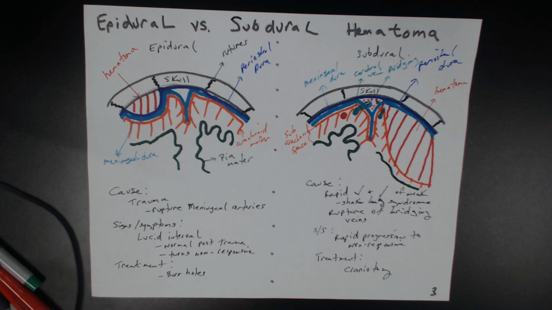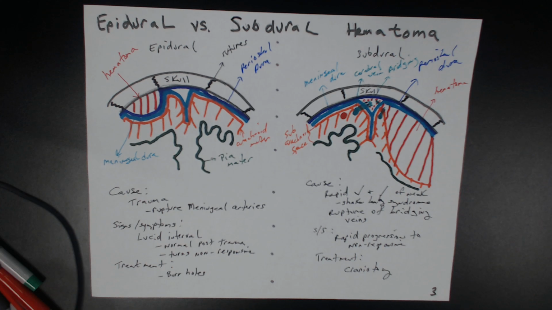Okay. And the epidural one you said could be over a few days. How fast would this one be? This one's rapid, almost immediate. So with shaken baby syndrome, that baby's going to show some neurological deficits, possibly going to coma pretty much right away.